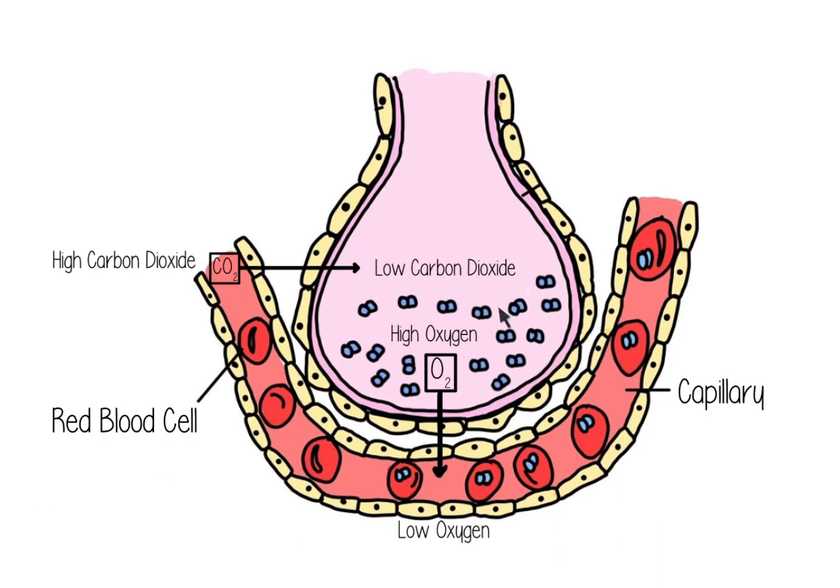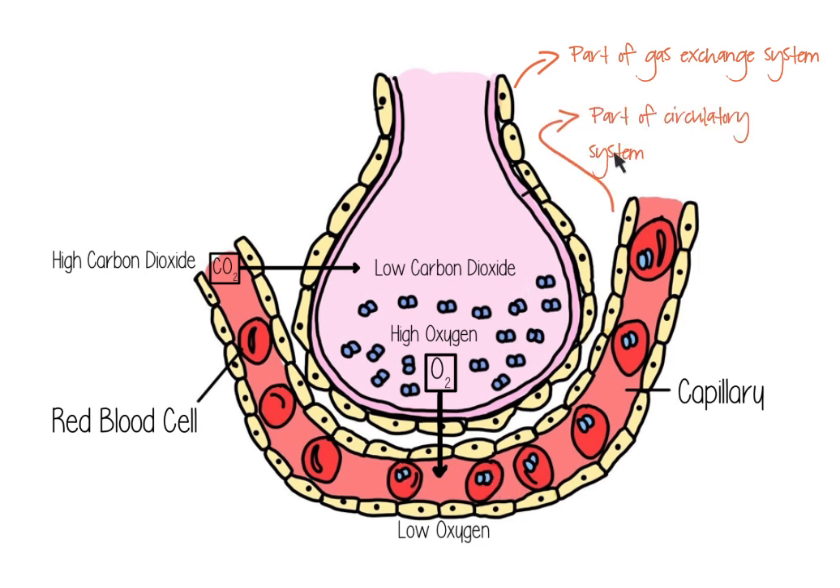Take a look at this alveolus. Alveoli, by the way, are little air sacs present in the lungs where gas exchange can occur. So they're part of the gas exchange system. Oxygen diffuses from the alveoli into the blood, which you can see here in this capillary. The capillary is part of the circulatory system. So as you can see, the two systems are very closely linked. And the capillaries have blood in them that is always flowing.